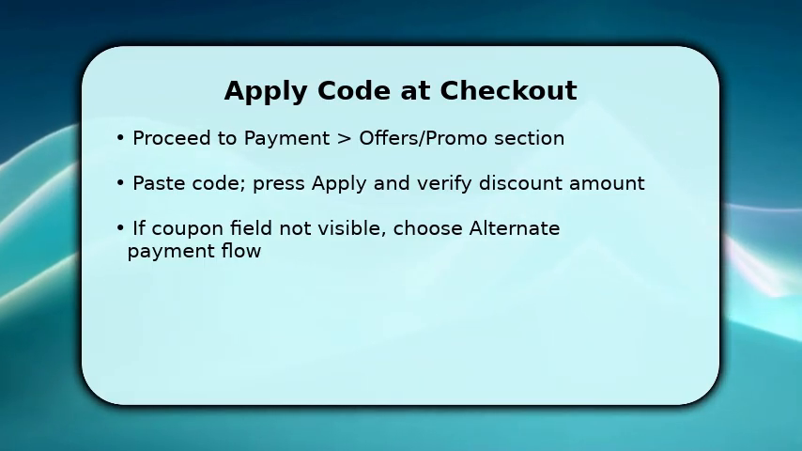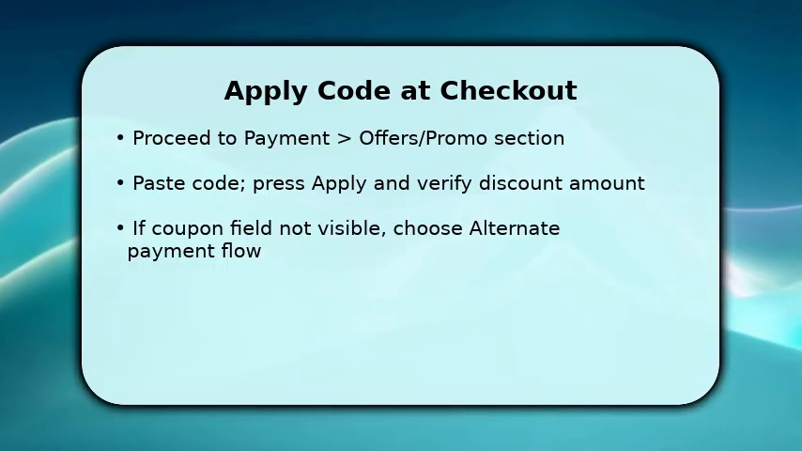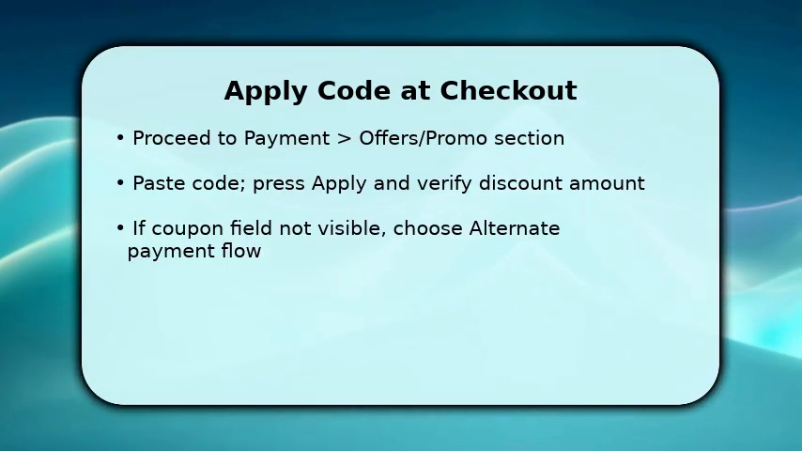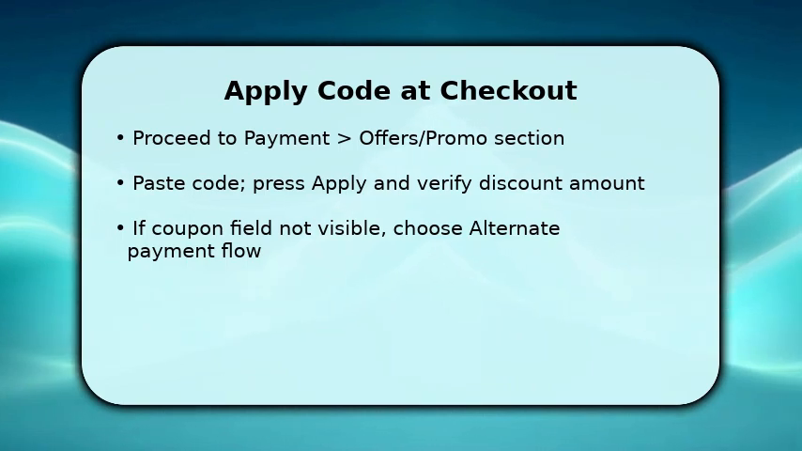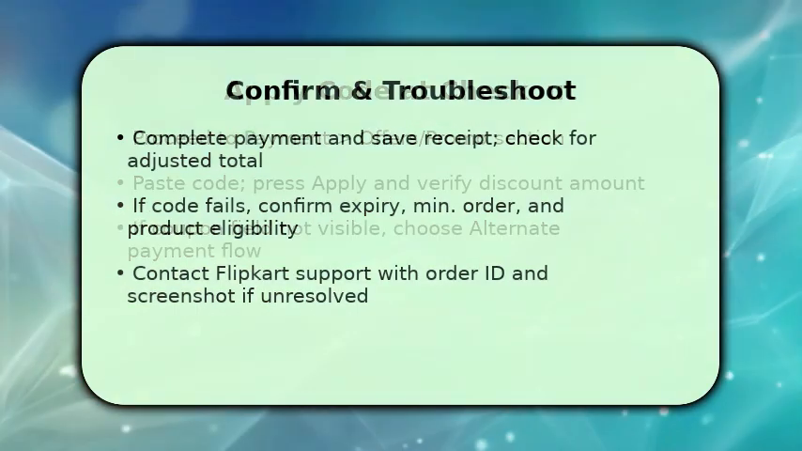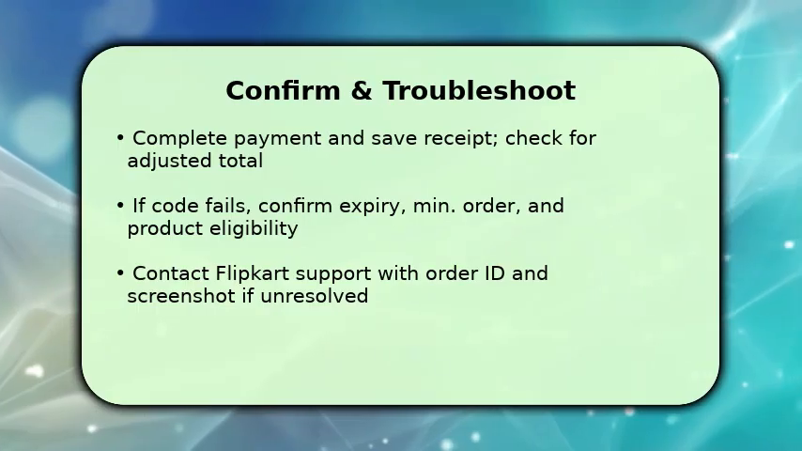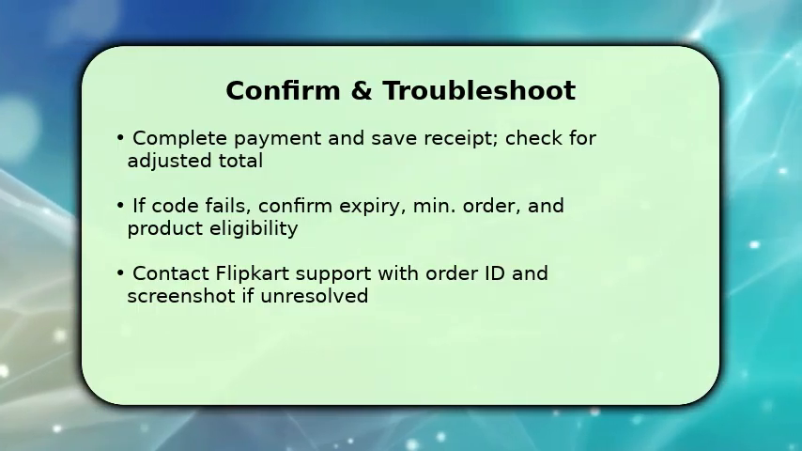Keep an eye on any message about ineligible items. Removing one incompatible item can make the entire order eligible, so edit your cart rather than abandoning the process. Finish by selecting the payment method, verifying the adjusted total, and confirming the order. Save the receipt or screenshot for records.